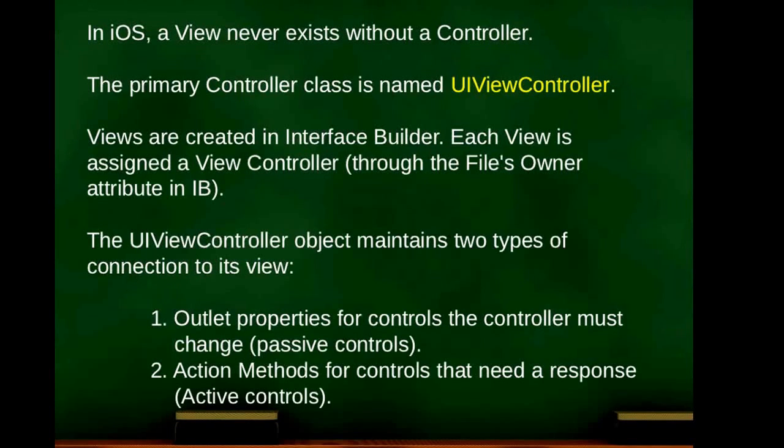So the UIViewController maintains two kinds of connections to its view. It maintains what are called outlet properties for controls that the controller has to change, and these are called passive controls, and action methods for controls that need a response to be done in the controller, and these are called active controls. An example of a passive control is a label whose text we change in response to some other event. An example of an action or an active control is, say, a button for which we must write a function or a method, and that'll be a method of the view controller, to do some work.